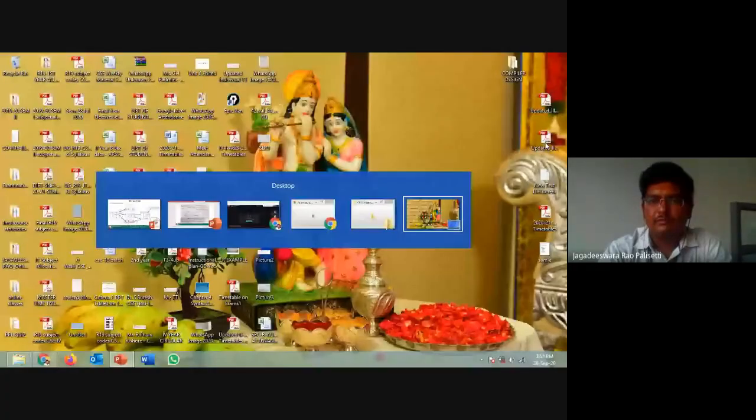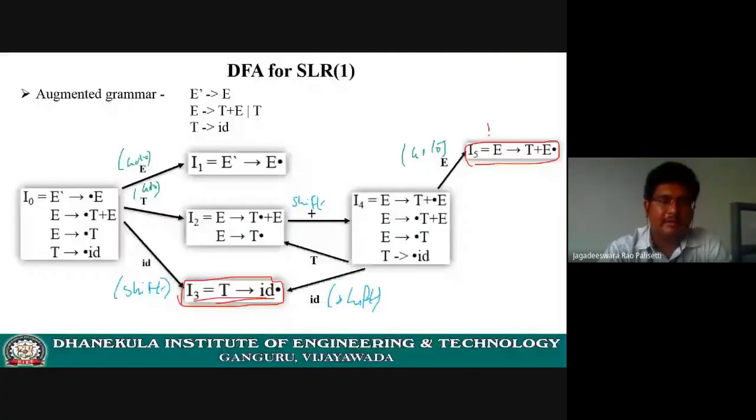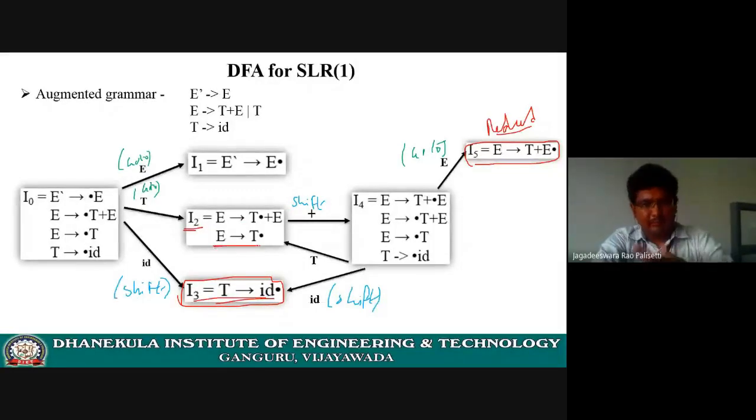Here, this one I5 is also a reduce. But here, if you consider I2, one of the production rules is performing a shift action, but here this particular production is performing a reduce action. Okay, but up to here we have the same in LR(0) also.